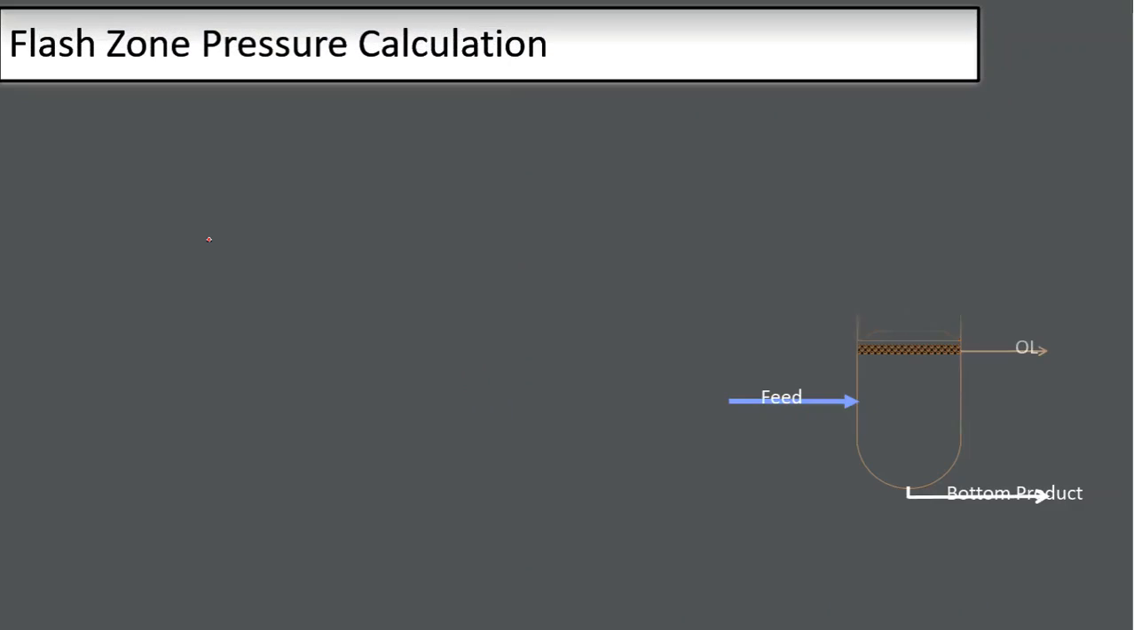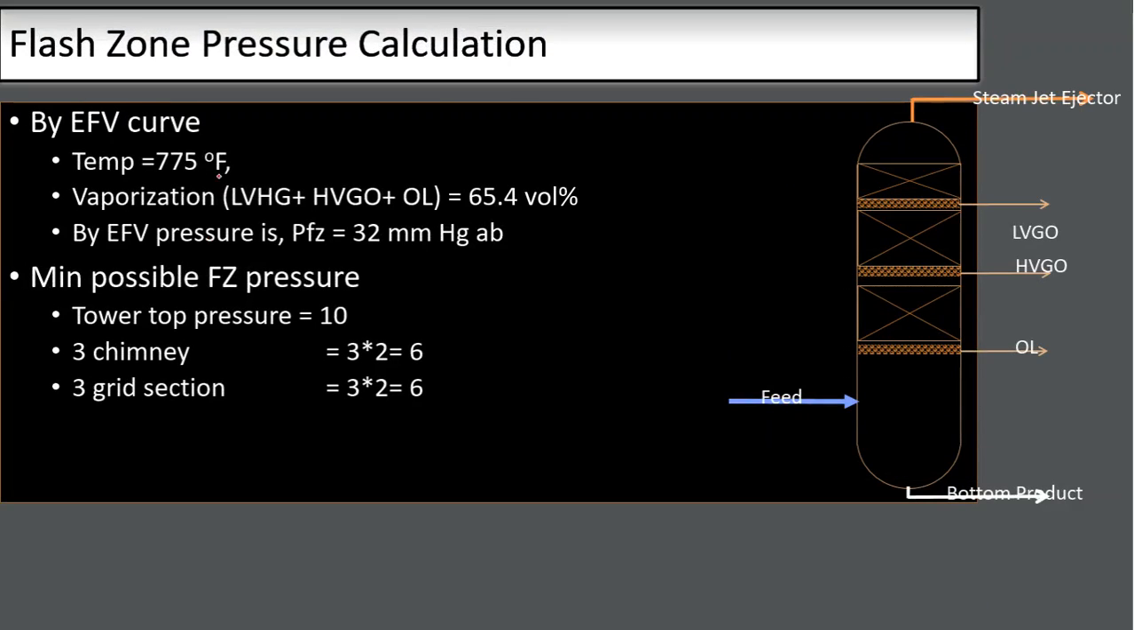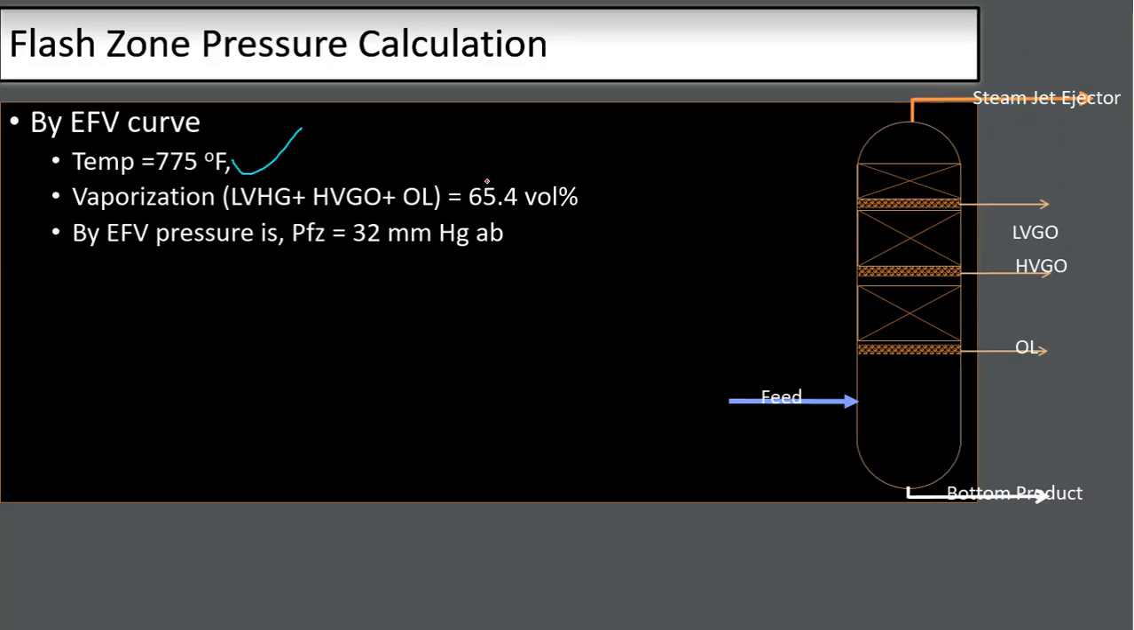So we can say that in our case, temperature and vaporization are given. With these two, with the help of the EFV curve, we can get the pressure at the flash zone, which is 32 mmHg absolute.